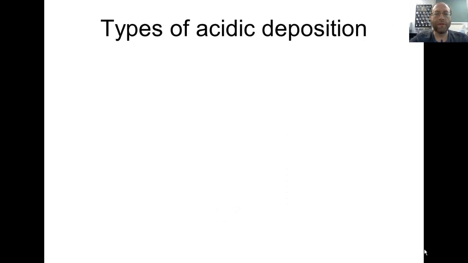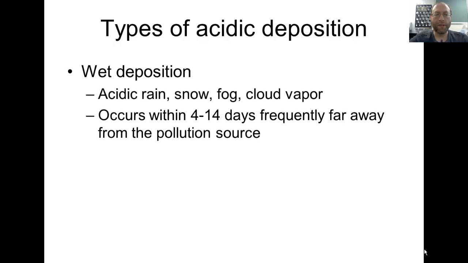And here are the different types of acidic deposition. You see here why I'm calling it acidic deposition and not acidic precipitation. There's wet deposition, which really is precipitation, where it could come down as acidic rain, acidic snow, acidic fog, or acidic cloud vapor. It occurs within 4 to 14 days of its formation, and it's frequently far away from the pollution source. So in other words, the sulfur dioxide could be released into the atmosphere in Ohio and then come down here in New York City.